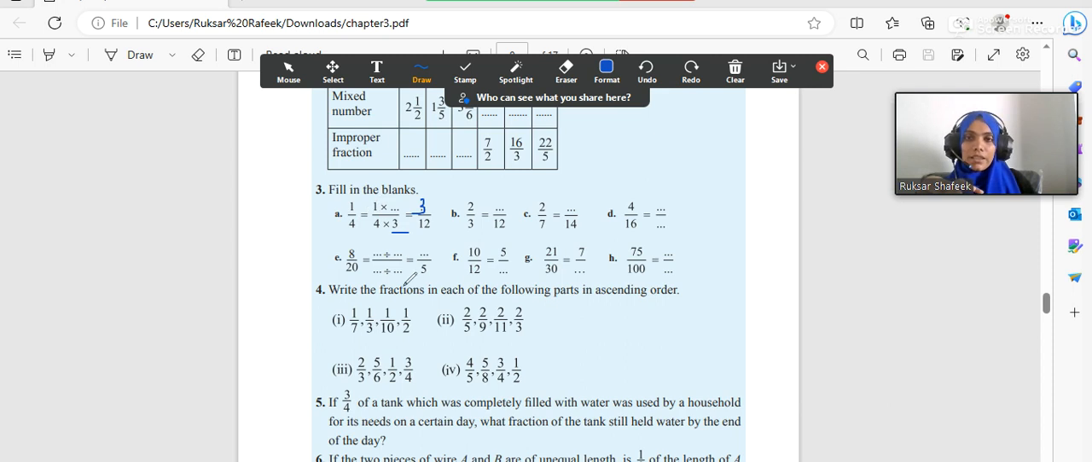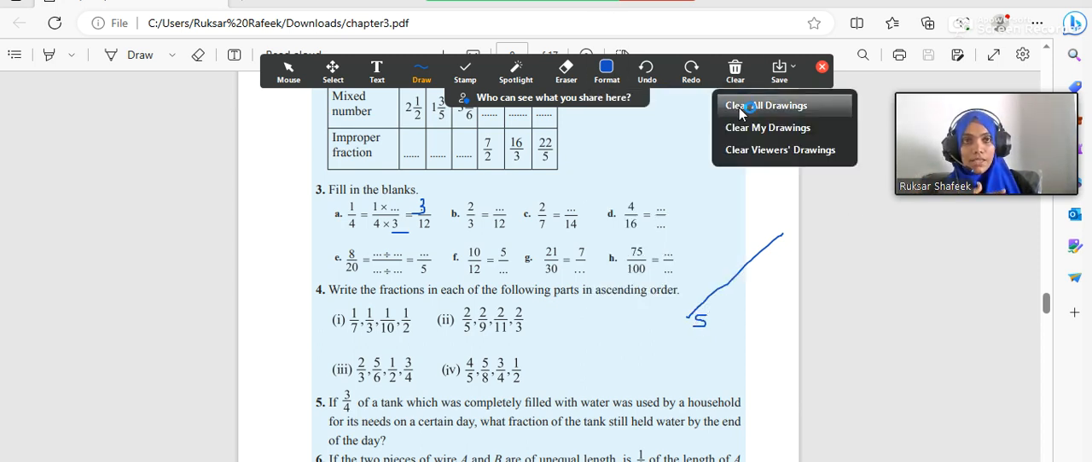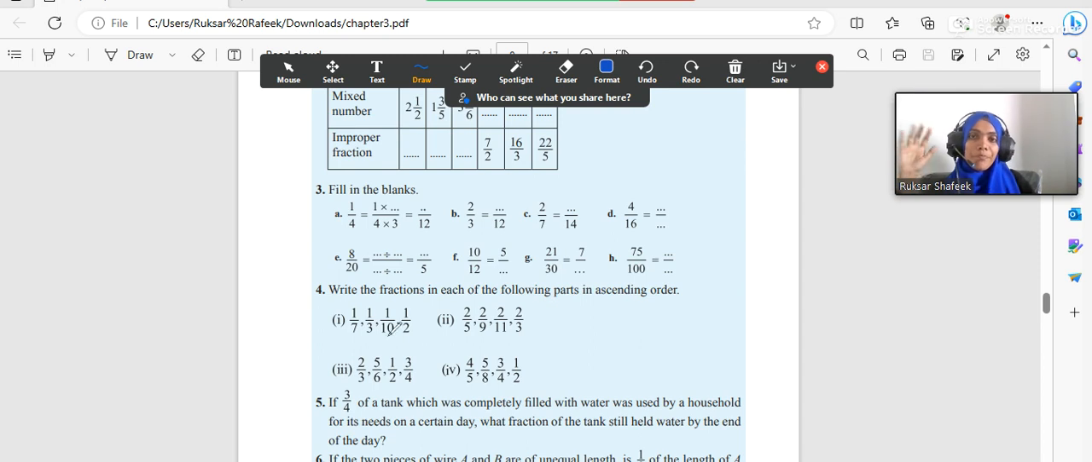So that's the third part of it, and the fourth part of it is write the fractions in each of the following parts in ascending order. Remember, ascending is like going up the hill. So ascending, you're going up. So that's from smallest to largest. You go from the bottom to top. So that's what ascending means, small to larger.